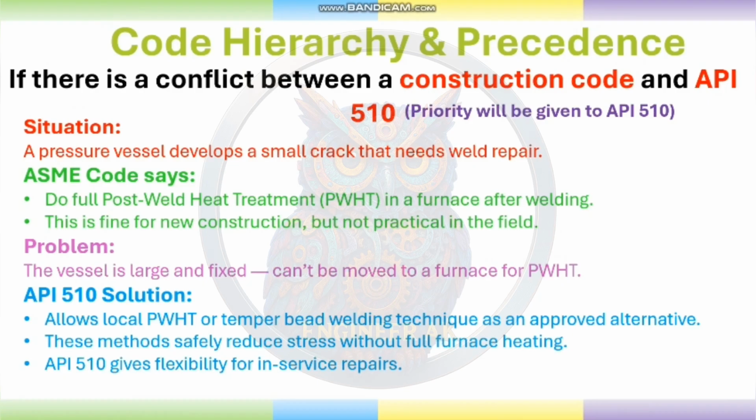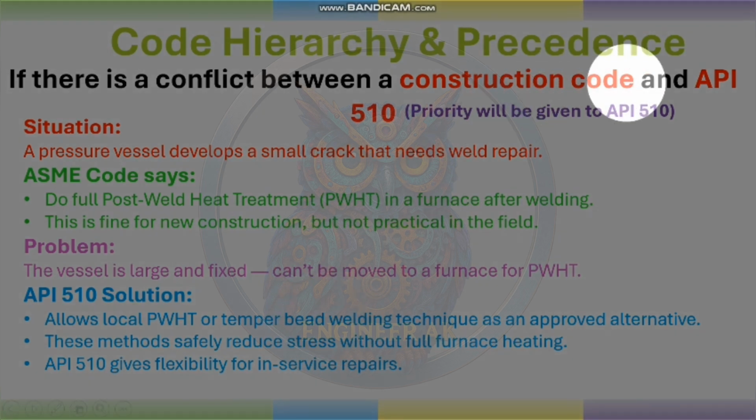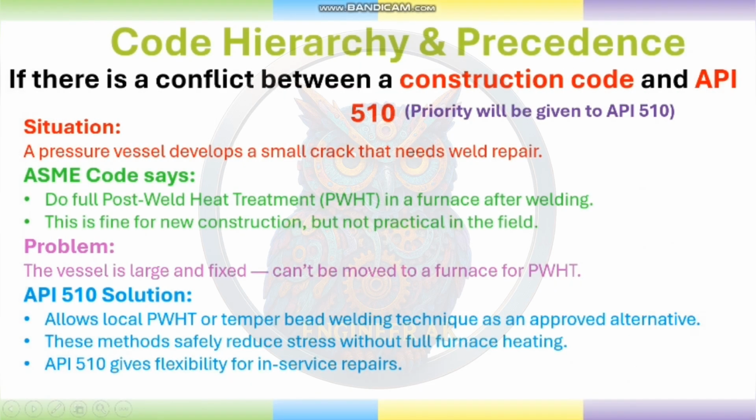For better understanding, as I mentioned before, you have to read the code thoroughly. If there is a conflict between the construction code and API 510, you will go for API 510. Or, to get a better idea, in my point of view, you will go for the code that is flexible and that can be implemented based on the situation.